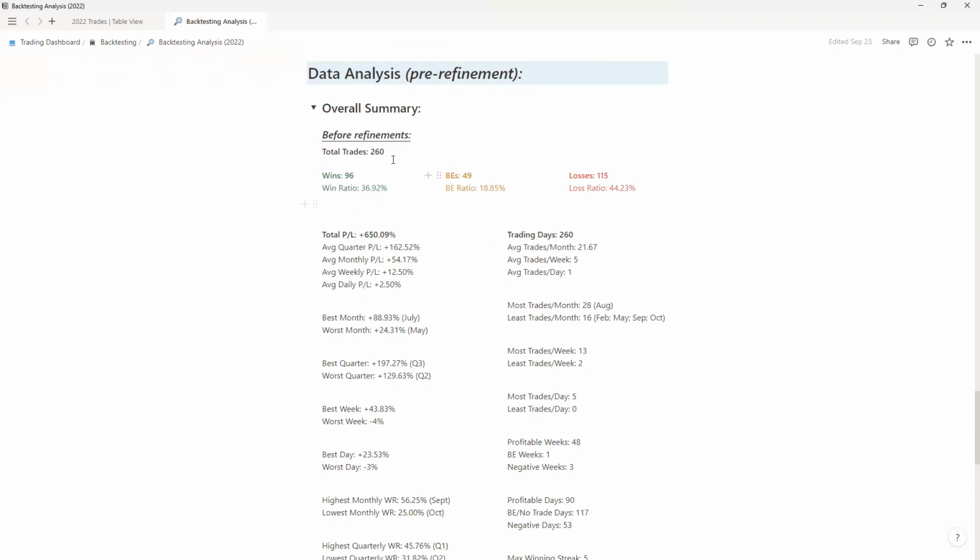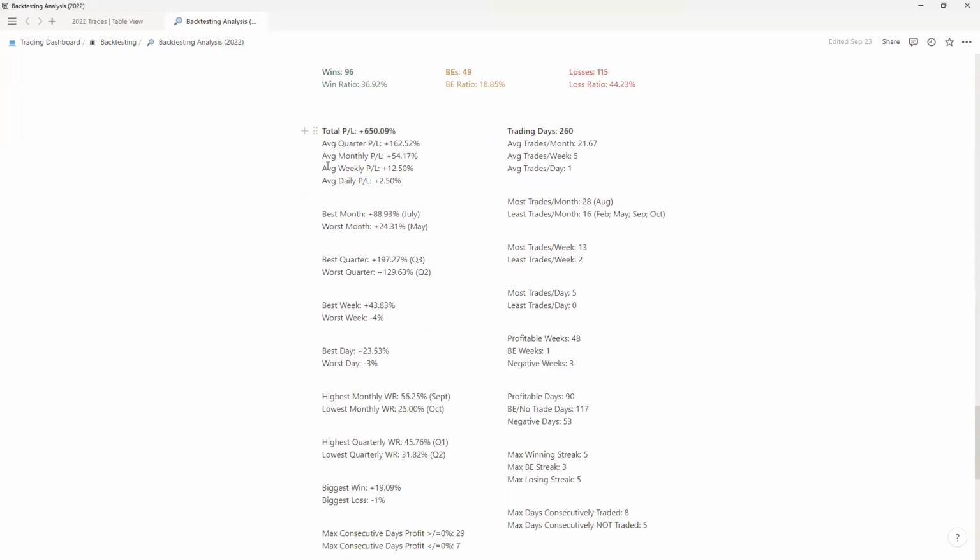So as you can see, we had 260 trades, we had 96 wins, 49 break-evens, 115 losses, which gave us a win rate of around 36.92%. So nothing amazing. Again, this isn't a high win rate strategy, but it has a lot of good risk to reward, as you can see, because our total P&L was over 650%. I then like to break it down into quarterly, monthly, weekly, daily P&L.